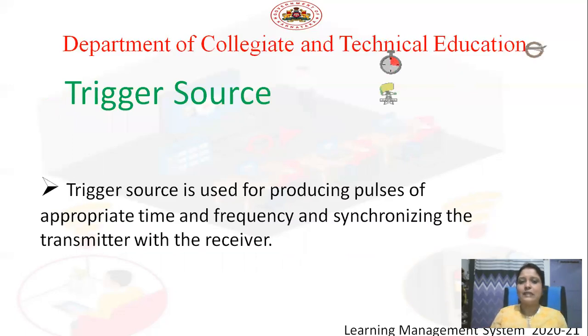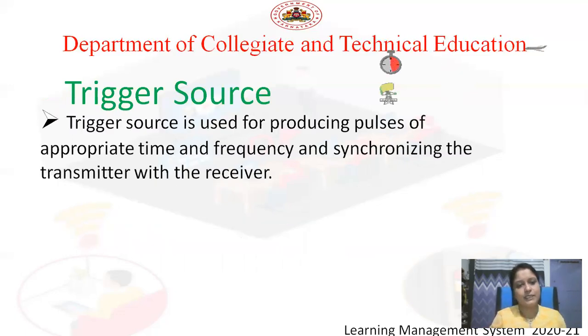Now the trigger source. What is the purpose of the trigger source here? The trigger source is used for producing pulses of the appropriate time and frequency and synchronizing the transmitter with the receiver. It generates pulses used for synchronization and also for controlling the transmitter section here.